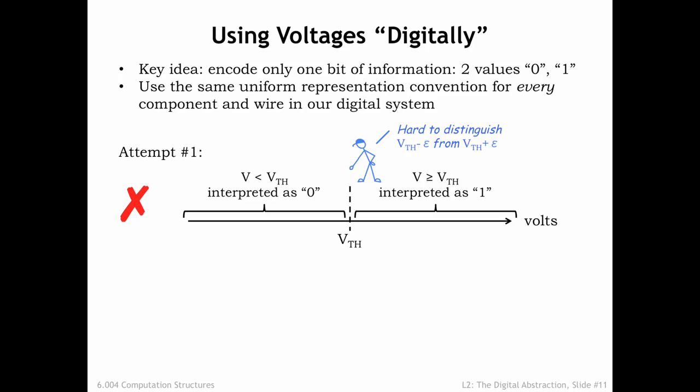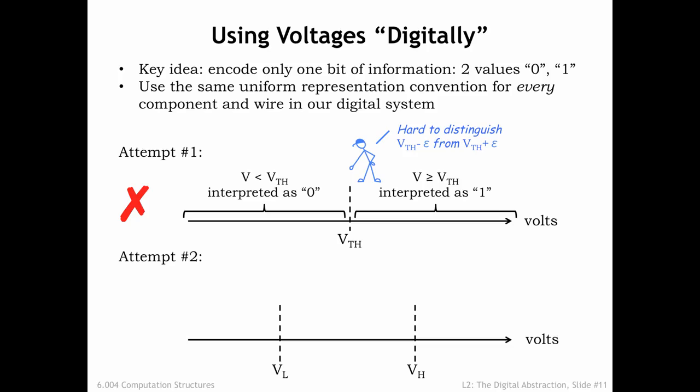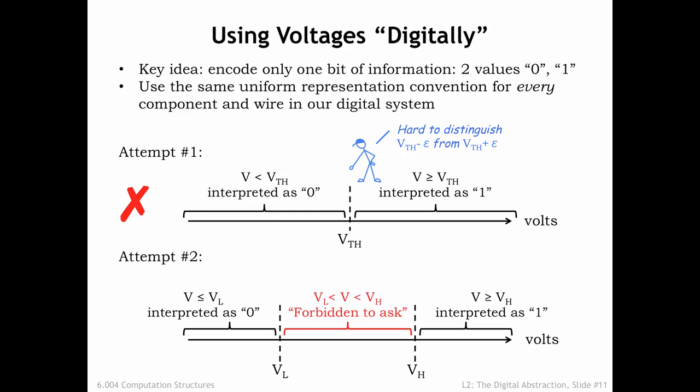In our second attempt, we'll introduce 2 threshold voltages, V sub L and V sub H. Voltages less than or equal to V sub L will be interpreted as 0, and voltages greater than or equal to V sub H will be interpreted as 1. The range of voltages between V sub L and V sub H is called the forbidden zone, where we are forbidden to ask for any particular behavior of our digital system. A particular system can interpret a voltage in the forbidden zone as either a 0 or a 1, and is not even required to be consistent in its interpretation. In fact, the system is not required to produce any interpretation at all for voltages in this range.